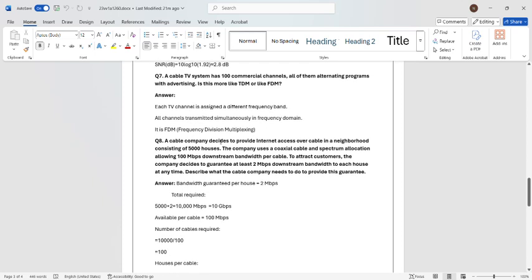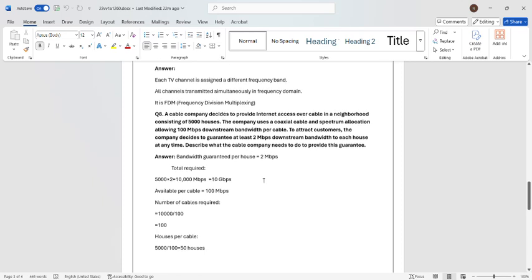A cable company decides to provide internet access over its cable in a neighborhood consisting of 5,000 houses. The company uses a coaxial cable and spectrum allocation allowing 1000 Mbps downstream bandwidth. To attract customers, the company decides to guarantee at least 2 Mbps downstream bandwidth to each house at any time. Describe what the cable company needs to do to provide this guarantee.